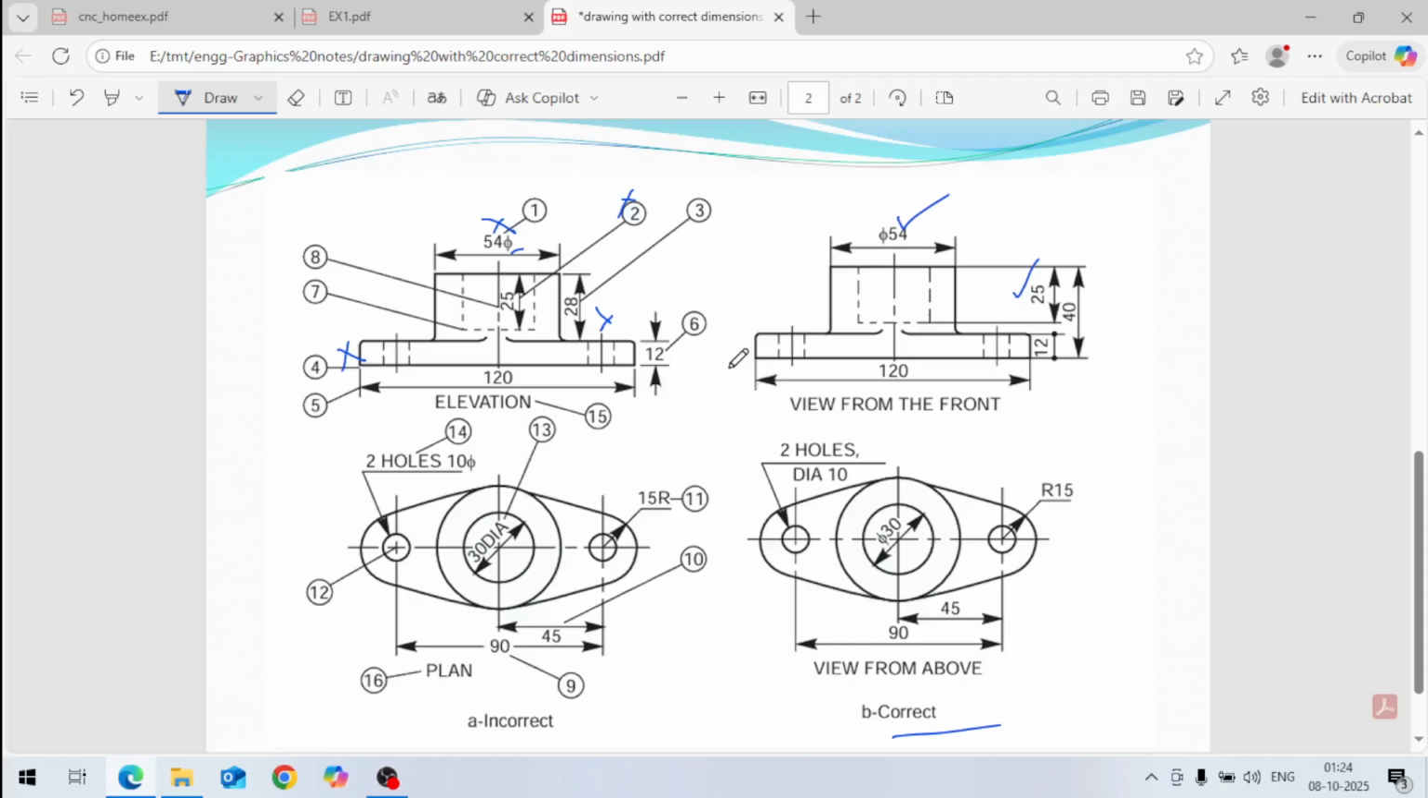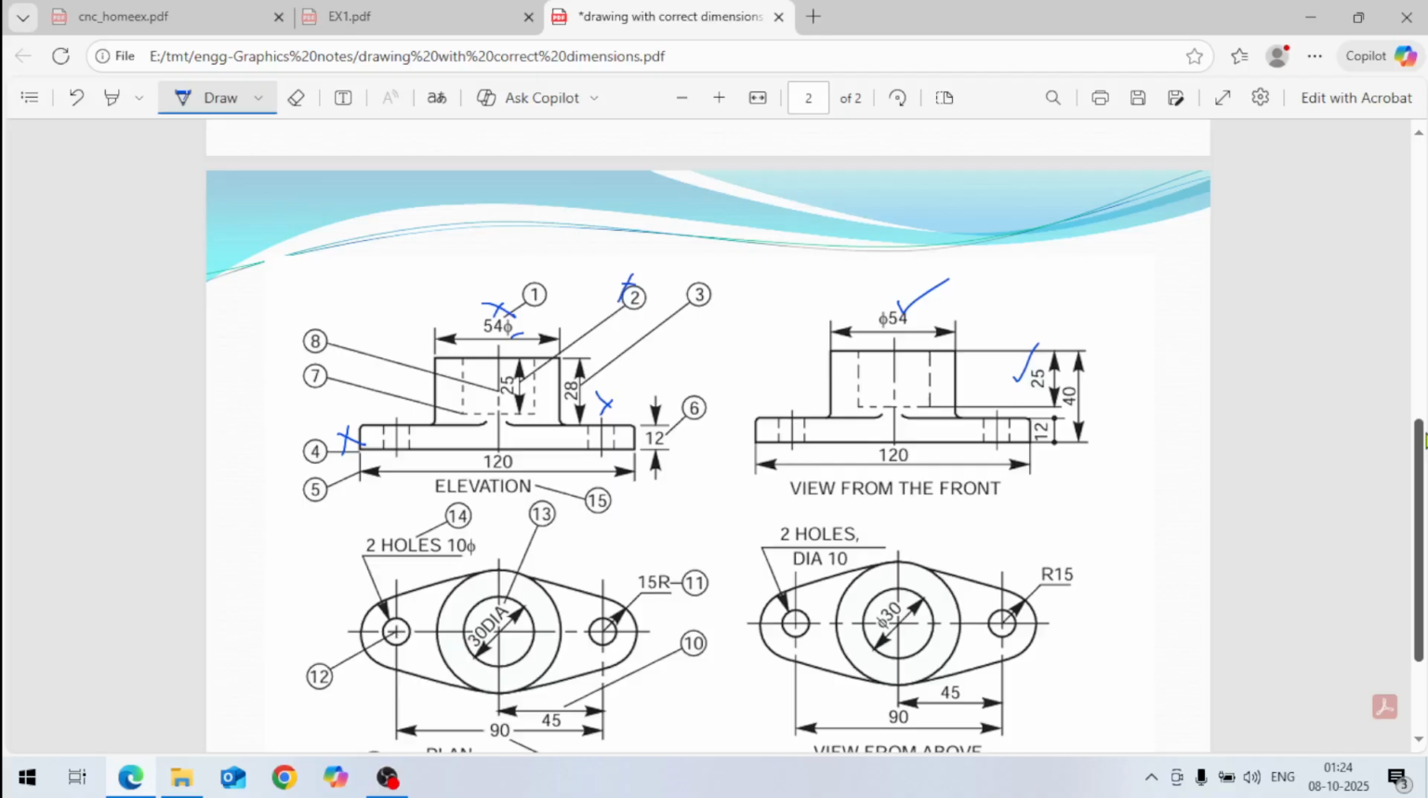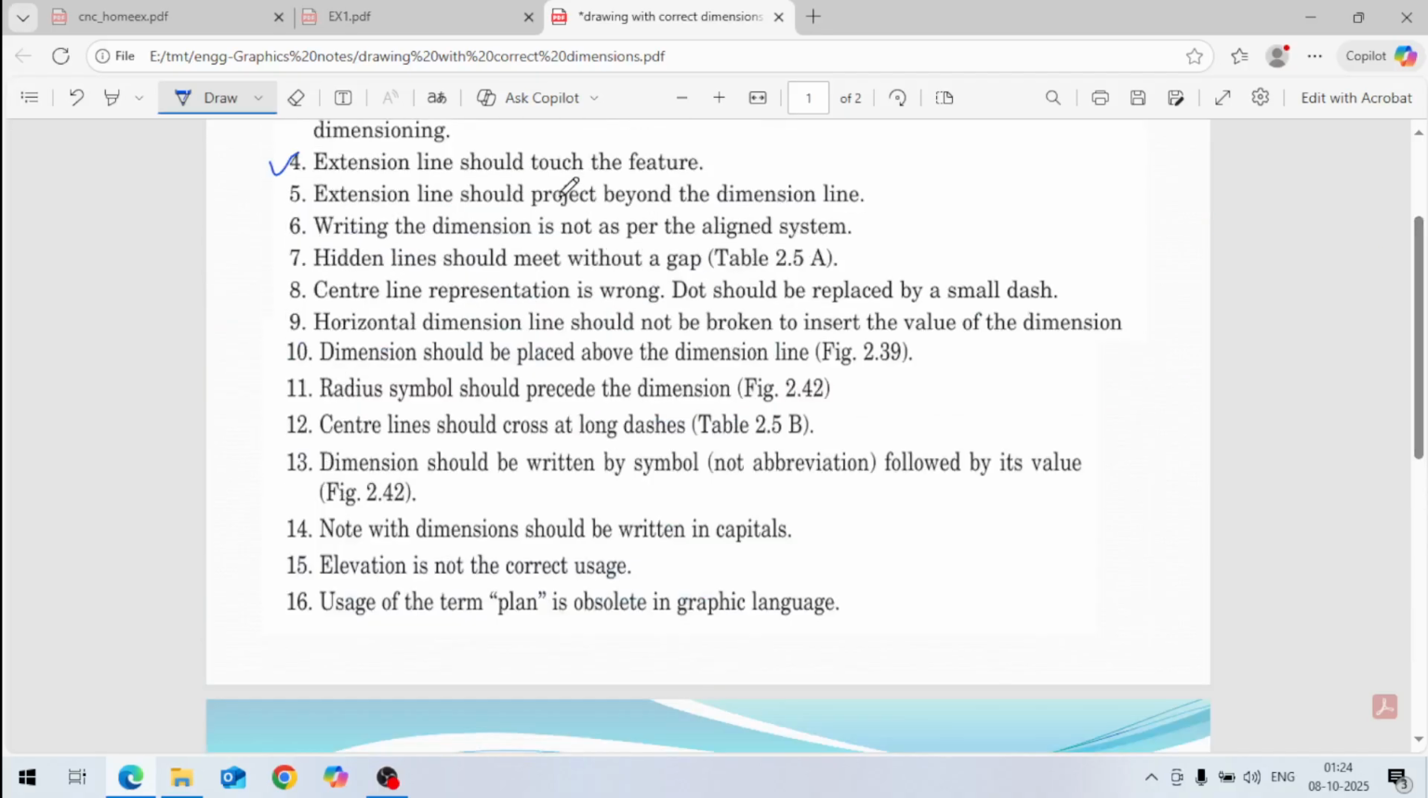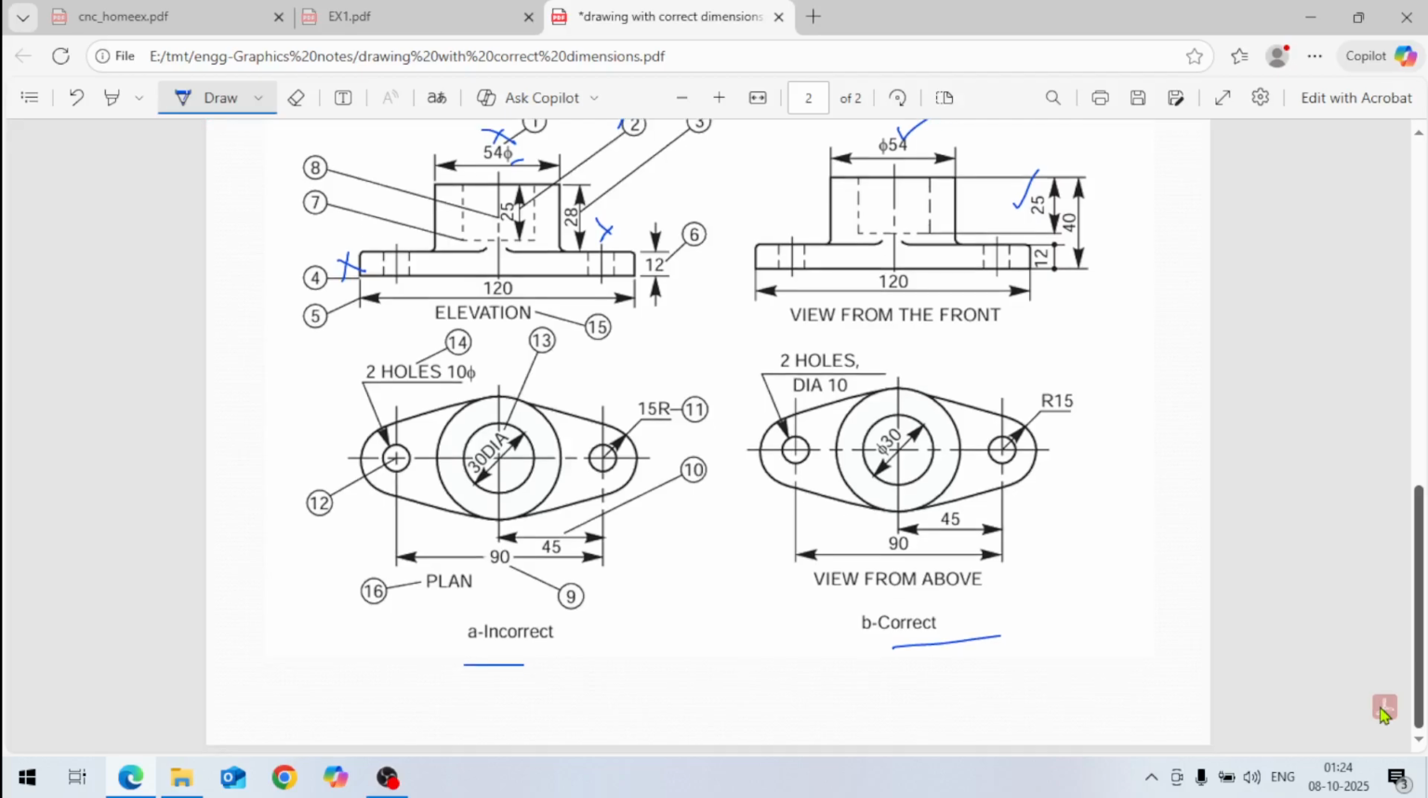And in number 5, if you see here what is given, extension line should project beyond the dimension line. That means the extension line should project like this beyond the dimension line. It should have some length like this. From the arrowhead, it should have some length outside. So it should be projected like this. So this is number 5.